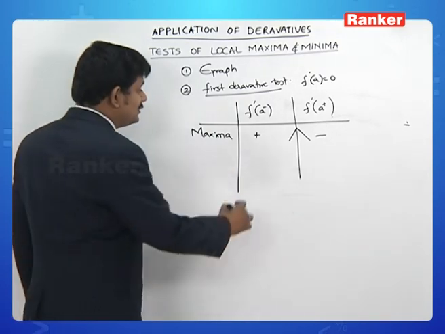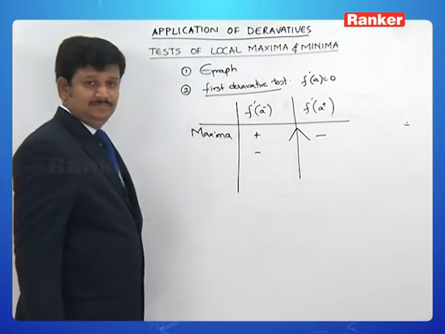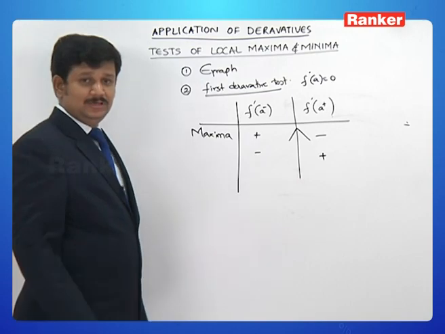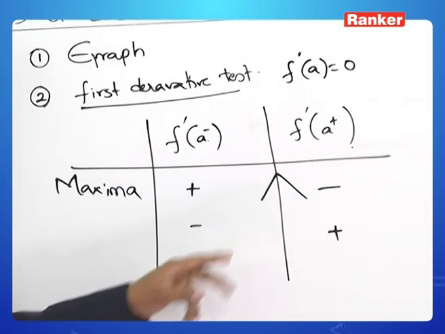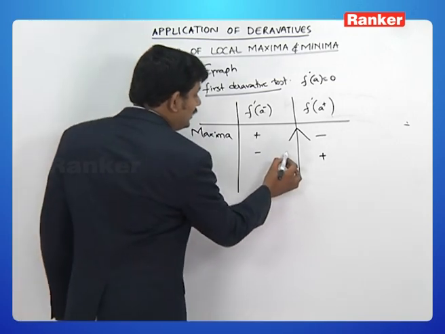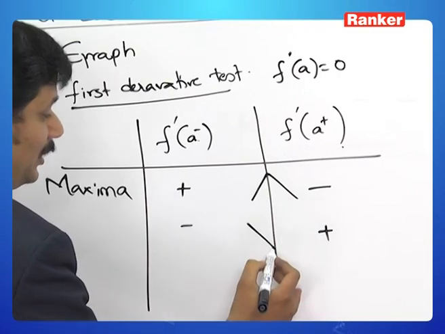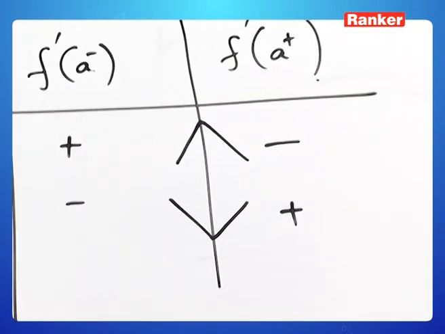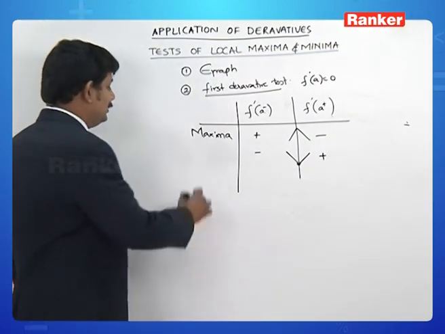Let us say in another case, we find f dash of A minus to be negative and f dash of A plus to be positive. That means the tangent to the left of the point has obtuse angled inclination, and the tangent to the right of the point has acute angled inclination. So, we can see here it is a point of minima.